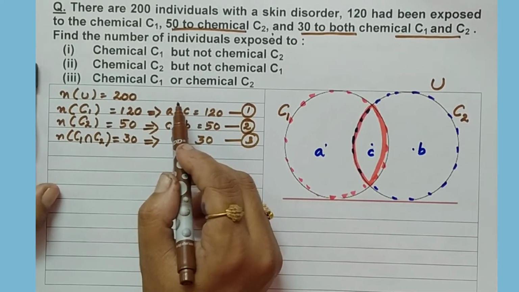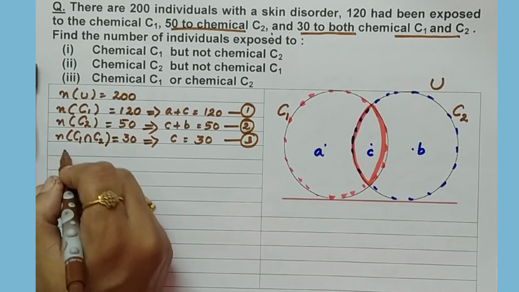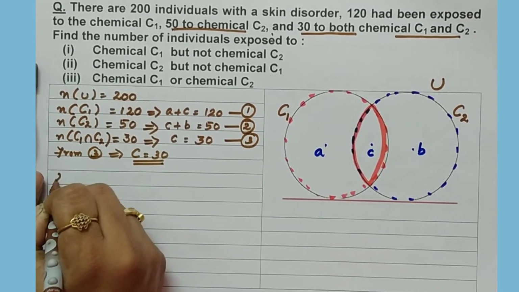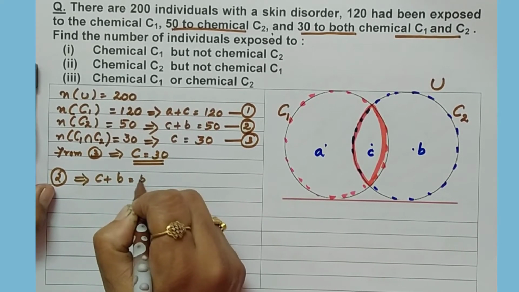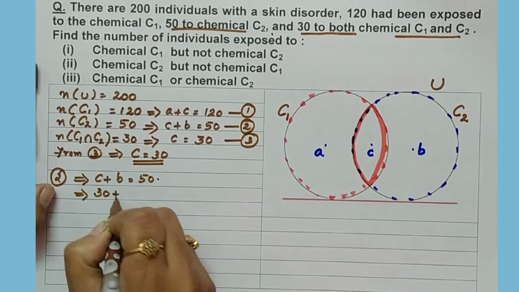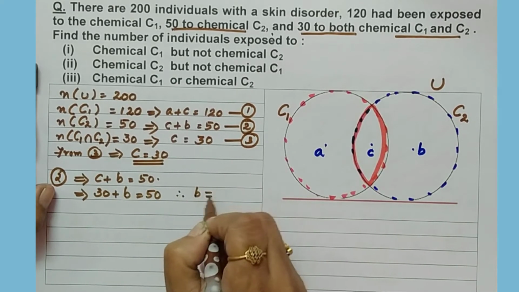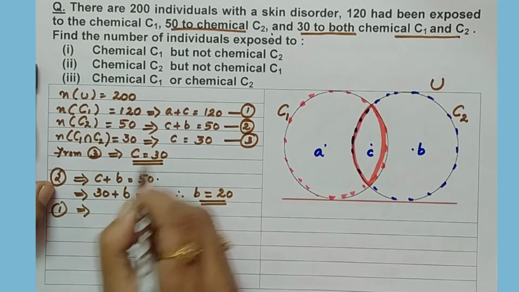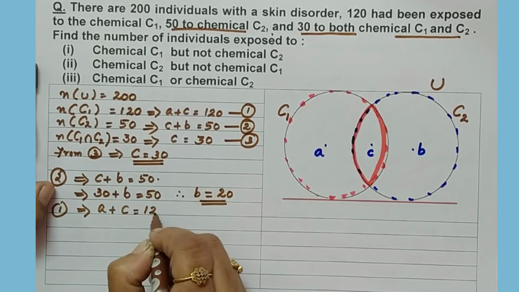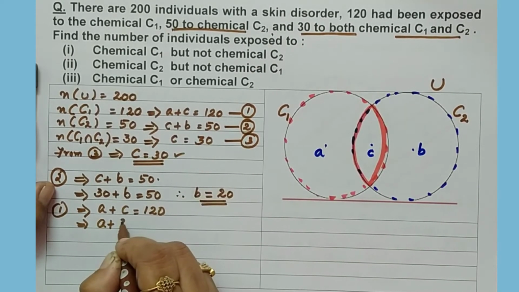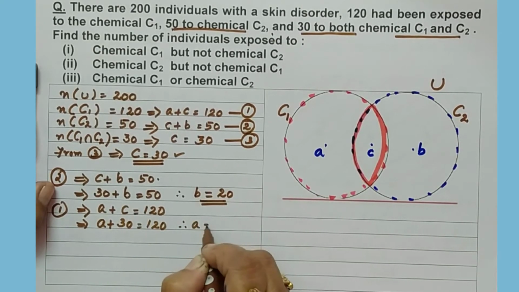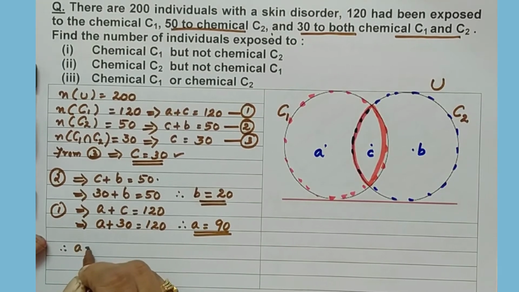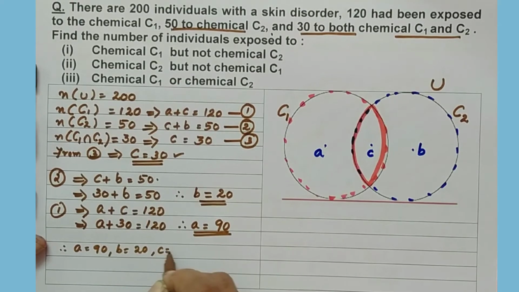At first, we can find the sub questions later. At first find out the values of A, B and C from these 3 equations. From equation 3, we have C equal to 30. Then equation 2 implies C plus B equals 50, which implies 30 plus B equals 50. Therefore, B equals 50 minus 30, which is 20. Therefore, equation 1 implies A plus C equals 120, which implies A plus, the value of C I am going to substitute as 30, equals 120. Therefore, A equals 120 minus 30, which is 90. Thus you find the values of A, B and C. Therefore, A equals 90, B equals 20 and C equals 30.